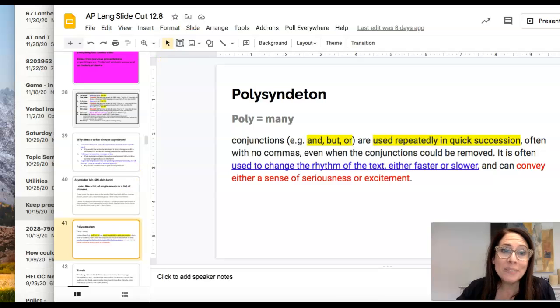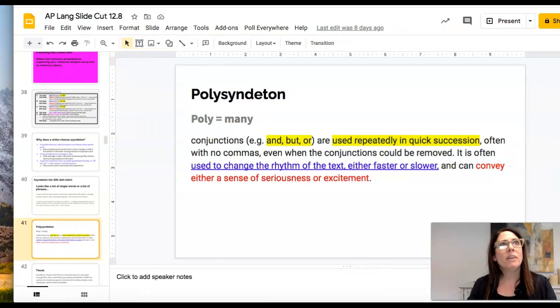So there's the opposite of asyndeton. If we think about asynchronous learning, that means you're apart from the classroom, right? You're separated. Polysyndeton is many. So a- is without, so you're without a conjunction, right? Poly- is with many, so you have many conjunctions.